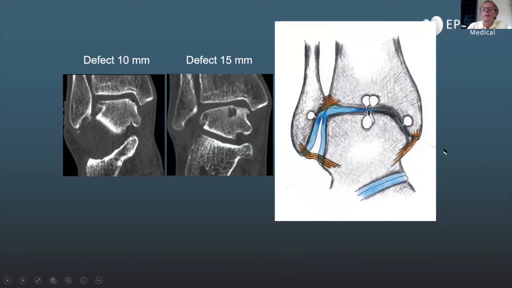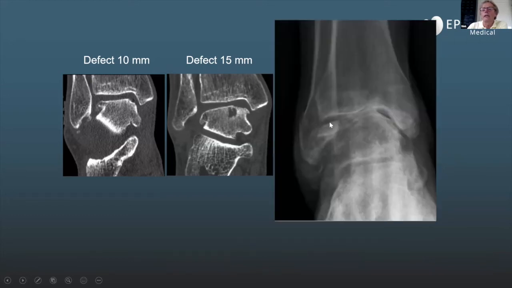Finally, the cartilage dissolves, and then this is the type of patient that you all recognize from your practices.